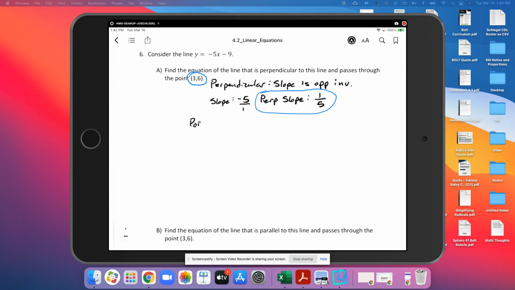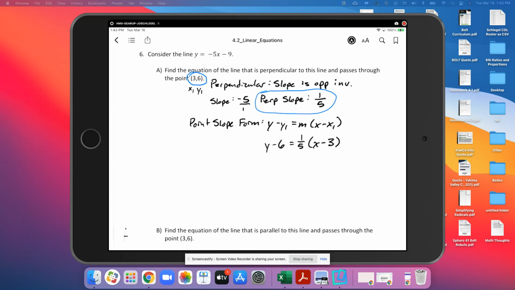We're going to use point-slope form to figure this one out. So again, point-slope form is y minus y1 equals m times x minus x1. And so I'll identify these. The 3 is my x1, the 6 is my y1, and we already identified my slope is a positive 1/5. So we're going to have y minus y1, which is 6, equals 1/5 times x minus x1, which is 3.